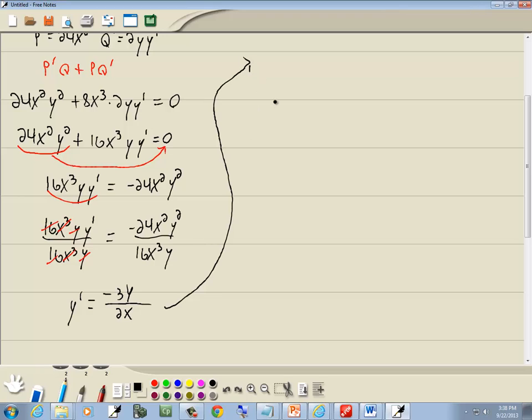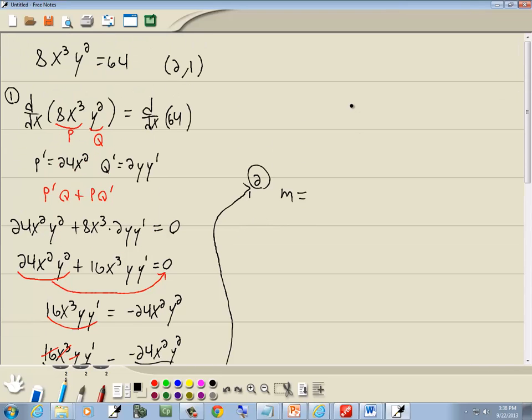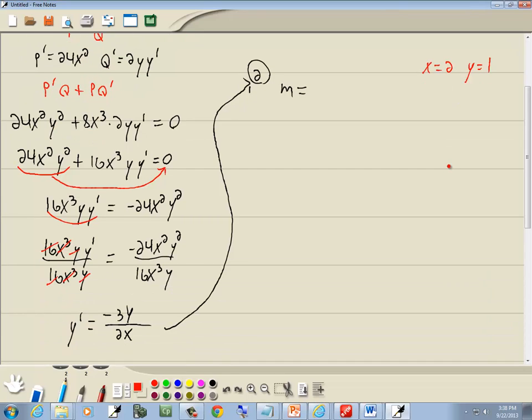Okay. That was step 1. Step 2. Replace your y prime with m, and we're going to plug in our given point for x and y. So this is x and this is y. So we've got x equals 2, y is equal to 1. And we're going to plug that into what we just found. So negative 3 times y, so negative 3 times 1, over 2 times x, so 2 times 2. And we get m is equal to negative 3/4. And that's our answer.